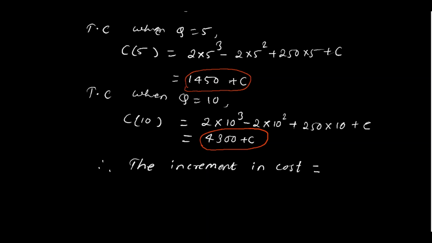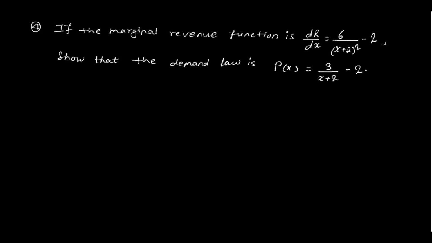So the difference is 4300 plus C minus 1450 minus C, which is equal to 2850, Rs 2850. Since the unit of cost is in rupees in the question, we have to write Rs in the final answer. Let's go to the final example, that is the fourth example, this one.